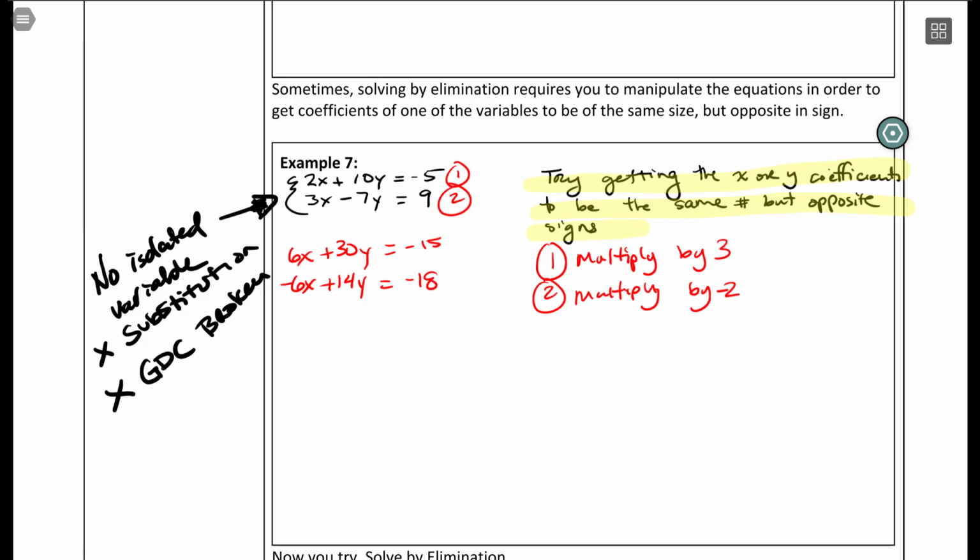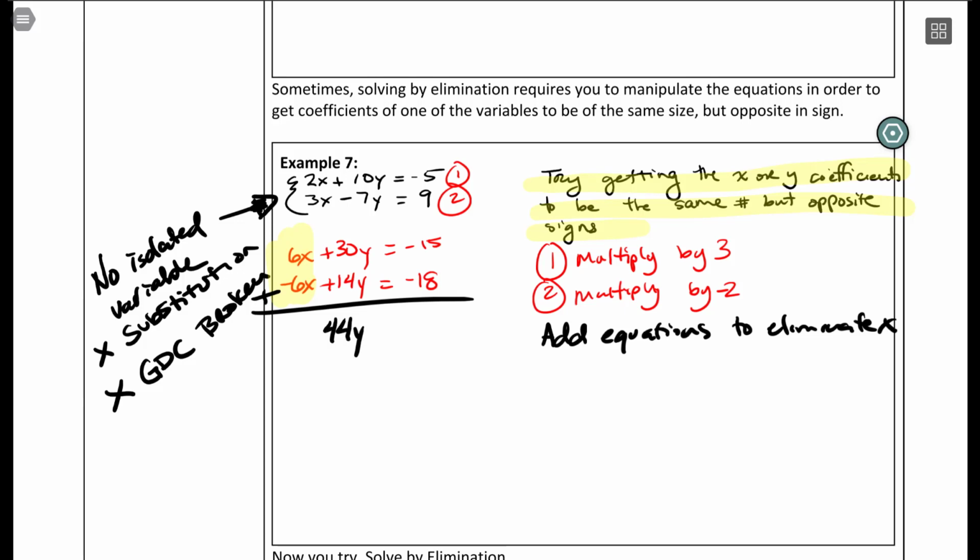So why did I change it to -2? Because now, look what I have: I have 6x and I have -6x. So now what can I do? That's really handy. We can now add the equations to eliminate a variable, just like we did in the previous one. Now it's set up in the exact same way as the previous one. Adding these two, 6x minus 6x gives me 0x, and then I have 44y. And we look at the next one, -15 and -18. That's going to give me -33.